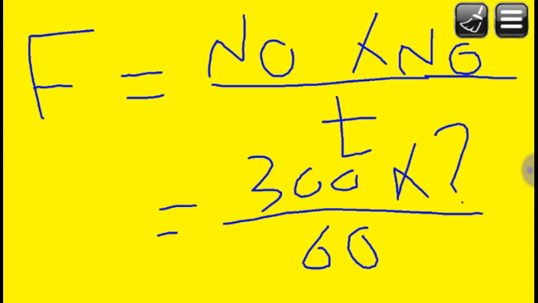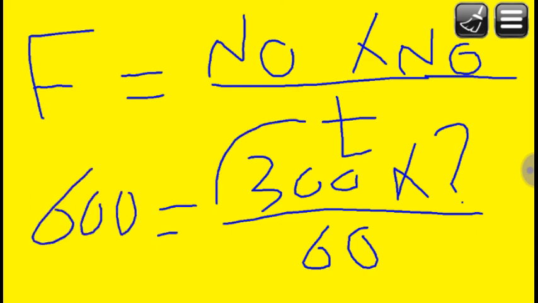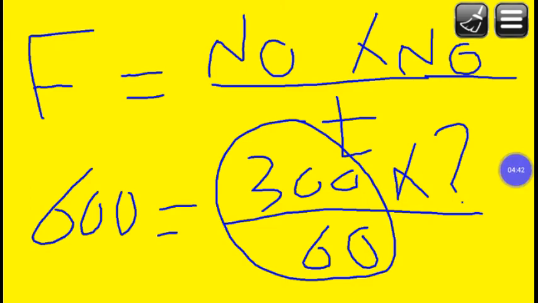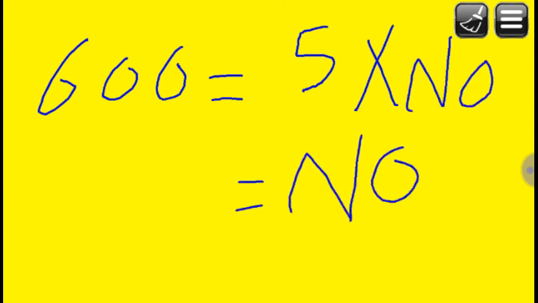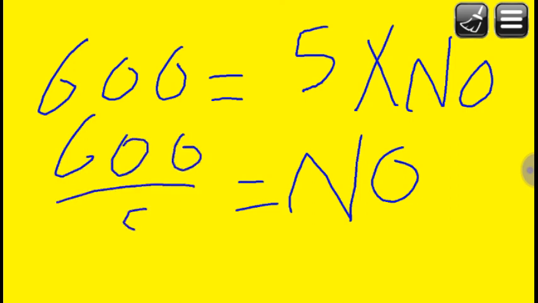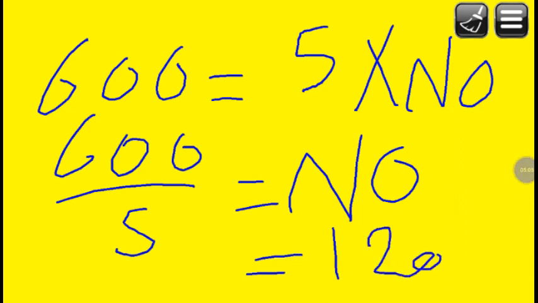So we have the frequency equals 600. First we have to calculate the part 300 divided by 60. 300 divided by 60 equals 5. So we have 600 equals 5 times the unknown number. So the unknown number equals 600 divided by 5. 600 divided by 5 equals 120. 120 is the number of teeth.